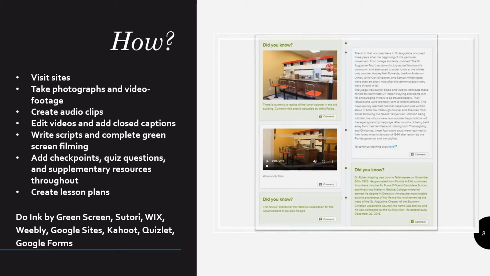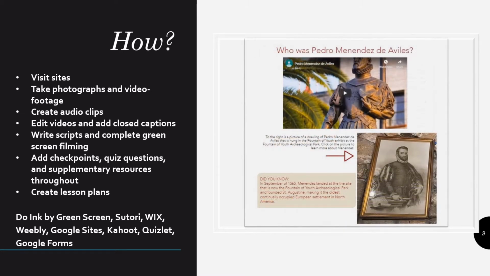Virtual field trips are organized using programs such as Satori, a digital storytelling platform, Wix, Weebly, and Google Sites.